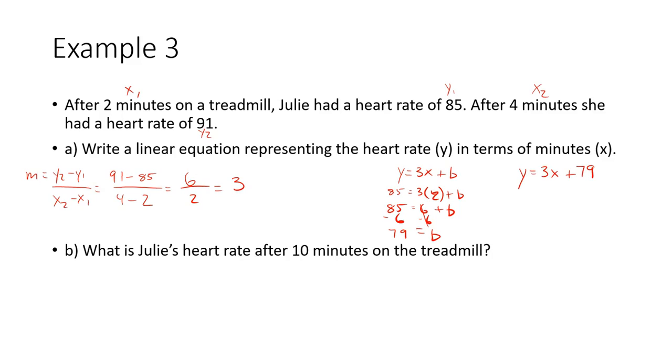So what's Julie's heart rate after 10 minutes on the treadmill? We just want to replace x with 10 and solve for y. And after 10 minutes, her heart rate would be 109 beats per minute.